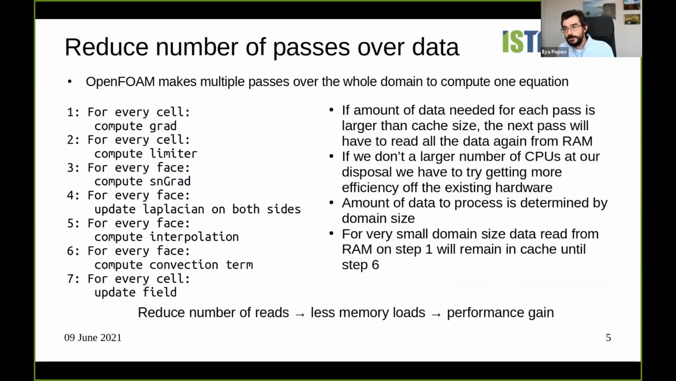So going back to our species transport solver, OpenFOAM makes a number of passes over data. And if the amount of data needed for each pass is larger than cache size, that means that each pass will push all the data out of cache, and then the next pass will have to read all this data again from RAM.